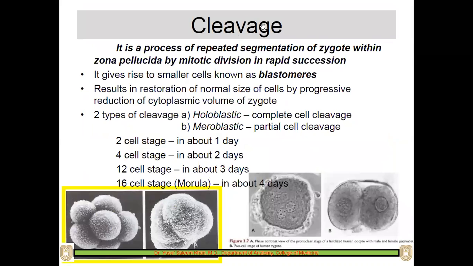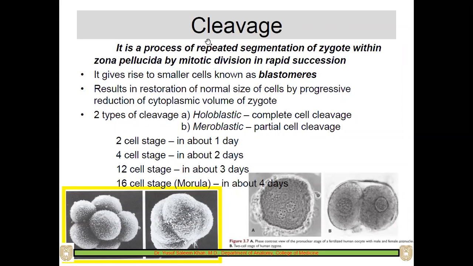So this division, cleavage, is taking place within the zona pellucida, the outer covering. Cleavage is a process of repeated segmentation of the zygote within the zona pellucida by mitotic division. It is not meiosis, but mitotic division. Mitotic division means equal division of the cells in rapid succession. So it is repeated segmentation of the cells in very rapid succession. This is called cleavage.